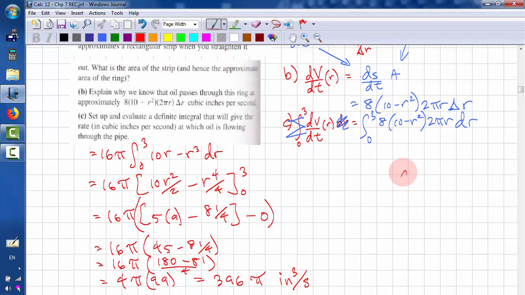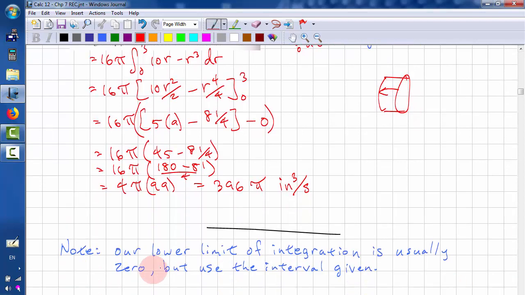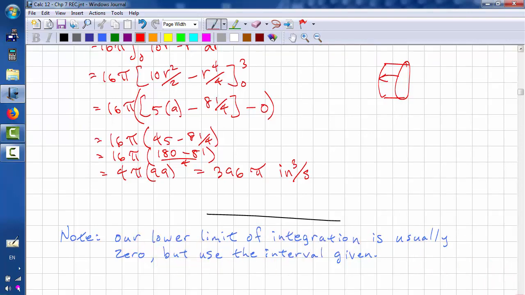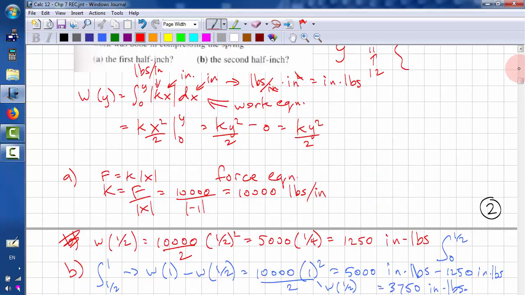So what you want to imagine is an area of a pipe, and it's flowing along in a direction. And when you make it flow along in the direction, you get a volume. Now, our lower limit of integration is usually 0, but use whatever you're given. Such as our spring example where we wanted to find the work done in the second half inch. So we're integrating from a half to 1 rather than 0 to 1. And that completes this lesson.